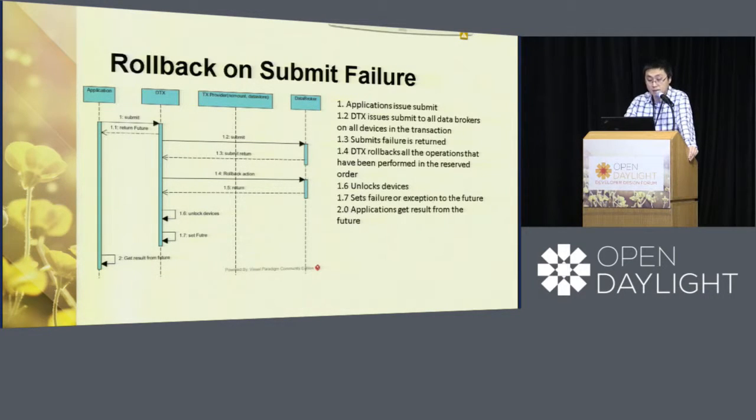But suppose there was some submission error, like maybe you have some configuration collision on one of the devices, and you may get a submission failure. At this time, DTX will capture the submission failure, and similarly, DTX will also roll back all the data that has been performed, no matter whether the submission happened or not. Also the rollback data sequence is in a reversed order.